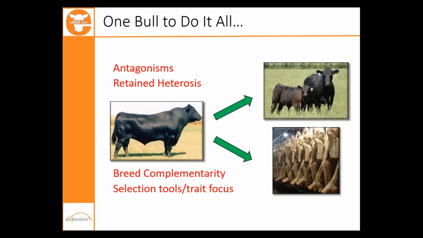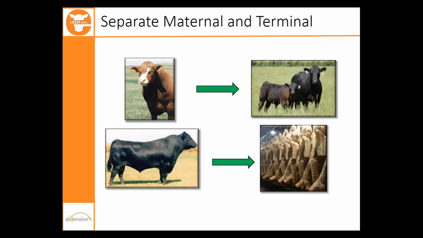So one of the things that we may want to think about instead is really separating maternal and terminal mating decisions and components within a mating system. Instead of trying to find one bull that fits both of those two disparate pieces of what we're trying to accomplish in the cow herd and for marketing, we could have a bull that really focuses on maternal characteristics and traits important in the cow herd to produce replacement females. And then we might have another bull or a set of bulls that we use in a terminal portion of our mating system to be focused on those market targets.